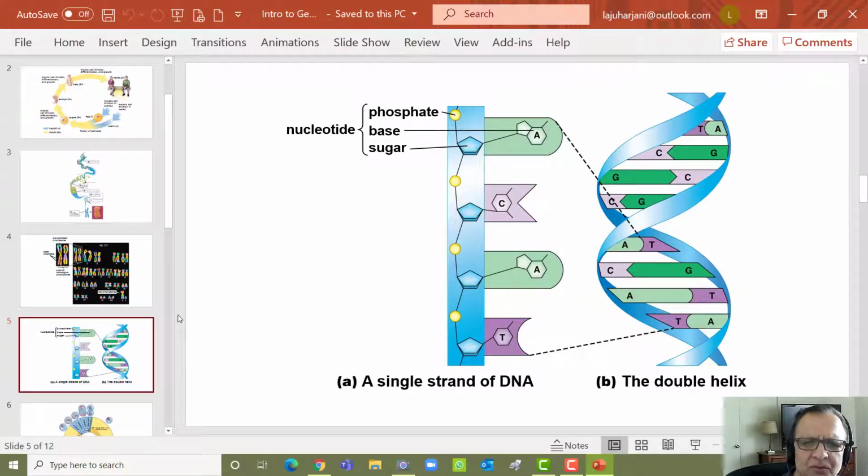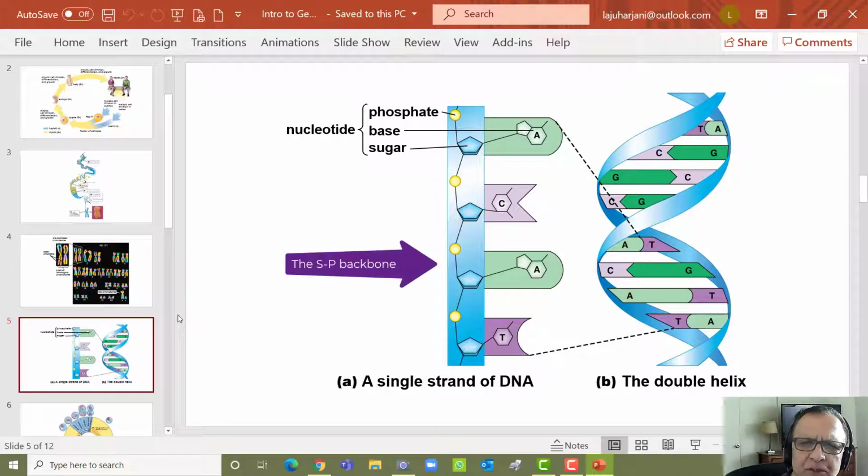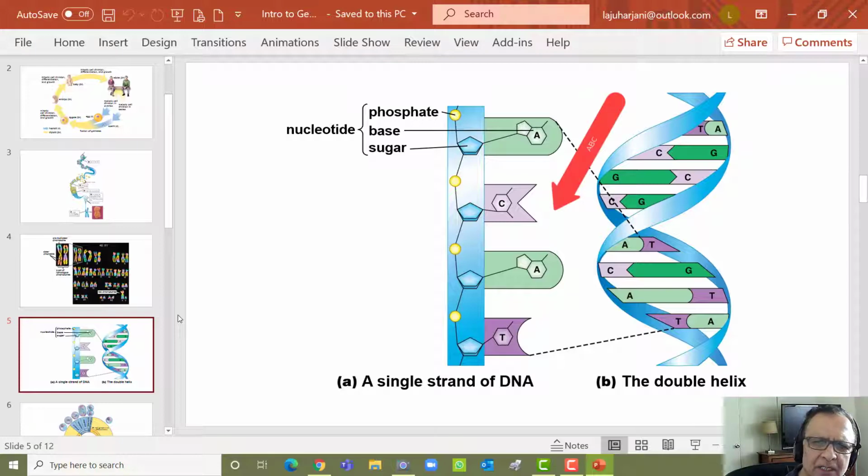Okay, this is what I was referring to, a single nucleotide. So a single nucleotide is made up of phosphate, base, and sugar. The phosphate and the sugar form the backbone. The base, which is a nitrogen base, forms the rung of the ladder. And you can see this is half of the ladder. The other half is on the opposite side. So if you look at the rungs of the ladder, they are A, C, A, T in this particular example. And if you imagine on the other side, you have the other half of the ladder.